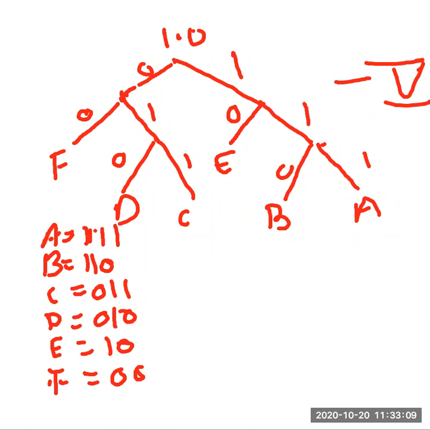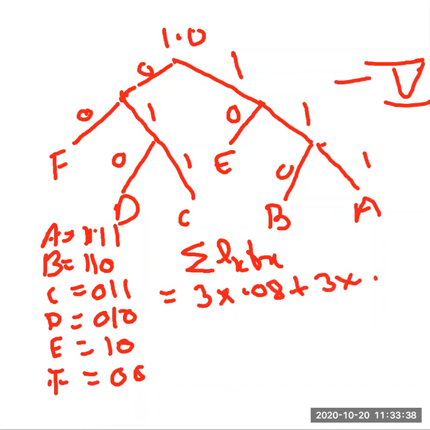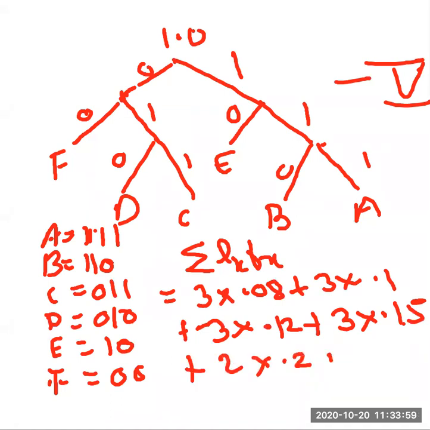Now we want to find the average number of bits. To find it, we take the summation of the length of the code for X times the frequency of occurrence of X. In this case, for A, the code length is 3 into its frequency 0.08, plus 3 into 0.1 for B, plus 3 into 0.12 for C, plus 3 into 0.15 for D, plus 2 into 0.2 for E, plus 1 into 0.35 for F, which is equal to 2.45.